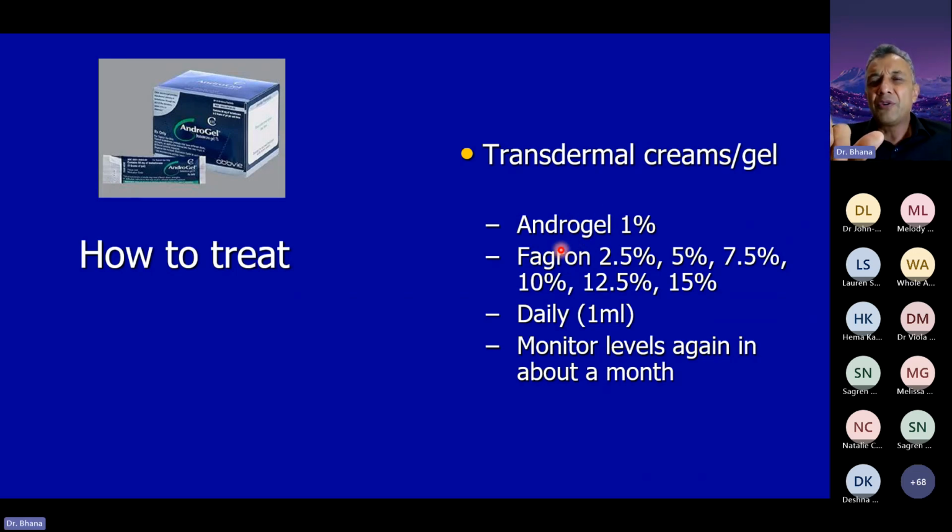And then we've got the compounding pharmacies who can make it in a 2.5%, a 5%, 7.5%, 10%, 12.5%, and a 15%. So it allows dose titration. Typically, it comes in a pump. Fagron has a very nice pump. Two clicks and you get a mil, and you apply it again to your arms and thighs after a shower, and it will work. Once you're on a transdermal, about a month later, do a blood test.